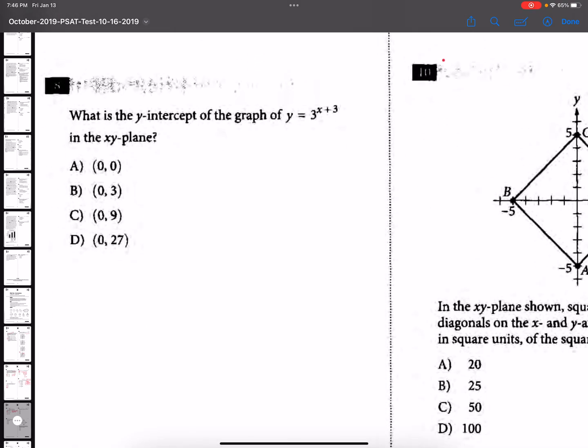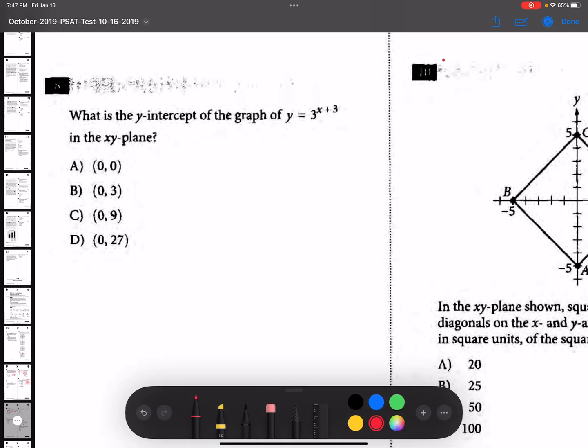Okay, number 8. What is the y-intercept of the graph y is equal to 3 to the power of x plus 3 in the xy-plane? If it's a y-intercept, that means that x is 0, we don't know the y, so that means that y is equal to 3 to the power of 0 plus 3. Y is equal to 3 to the power of 3, so 3 cubed. Y is equal to 3 times 3 times 3, which is 27. So that'd be written as (0, 27). So our answer is D.